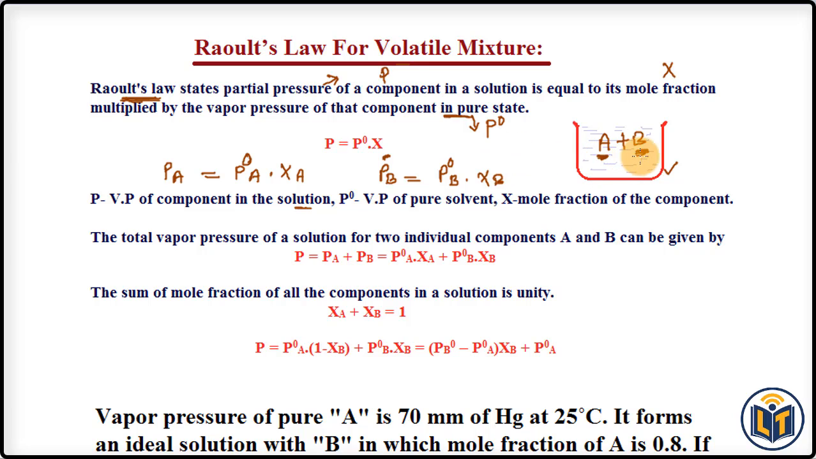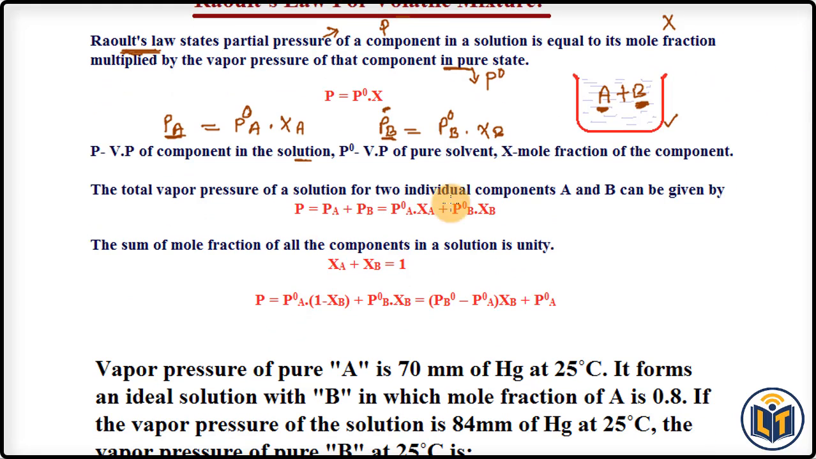And if we have to find the vapor pressure of the solution, we can add the vapor pressure of each individual component. It will give us the vapor pressure of the solution. Here you can see that we add up these vapor pressures of both components. Here P, which represents the vapor pressure of the solution, is equal to PA plus PB. This gives us the vapor pressure of a solution having two volatile components.